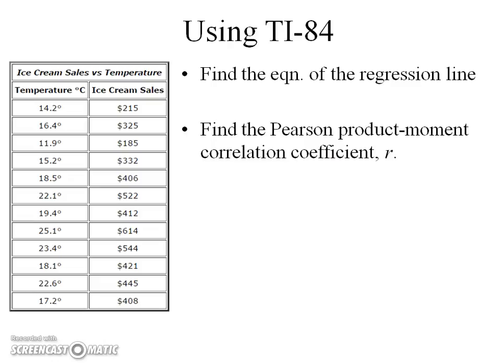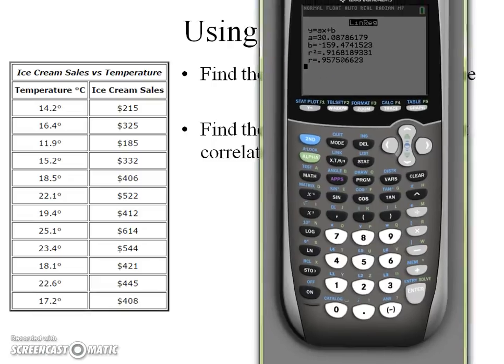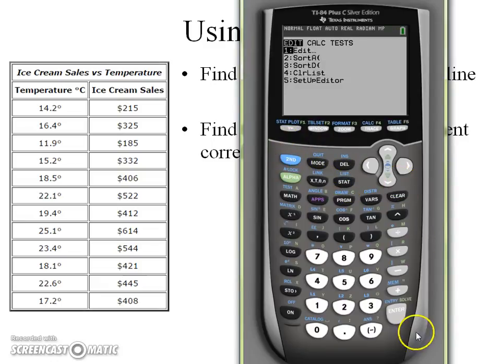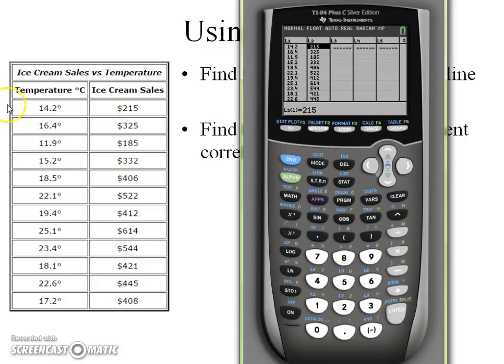So here, this is my TI84. If you go to your stat, go to your edit list, edit, you can see that I already have this table, the temperatures and the ice cream sales in my respective columns. Please take your time and enter these 12 sets of data in your calculator. Pause the video and enter them into your calculator.